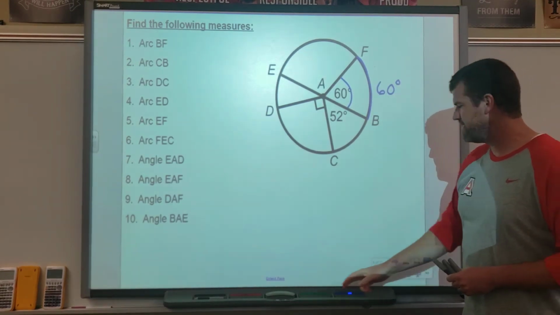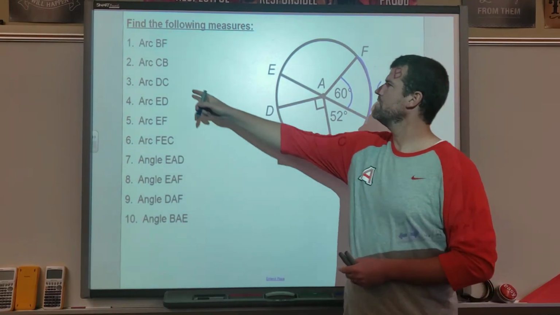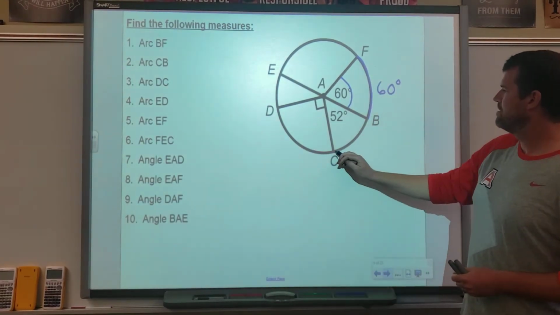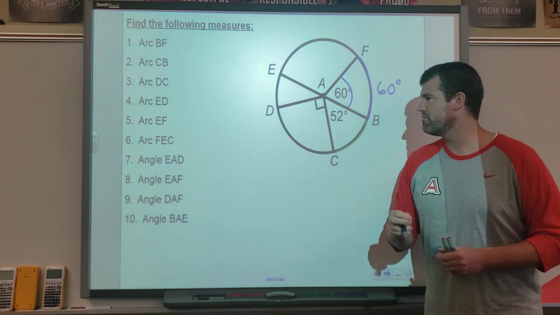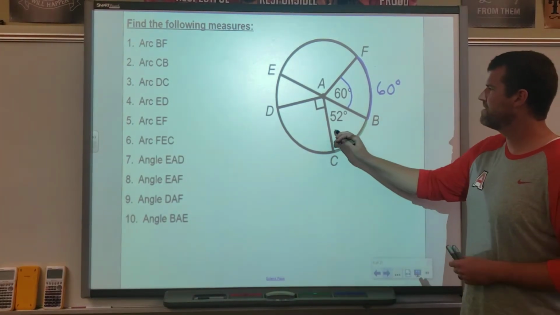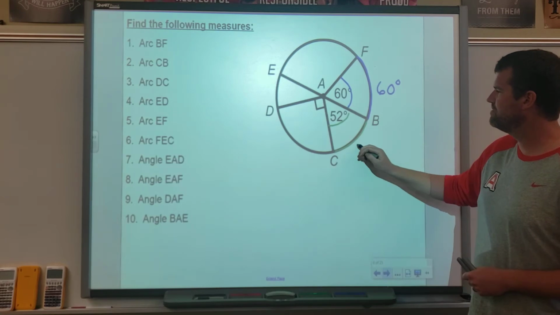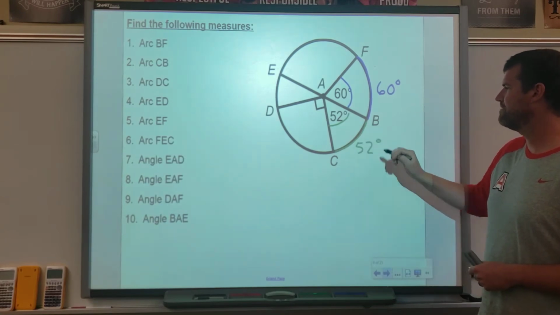Okay, arc CB. I know I'm going the shortest way between the two because it's only 2 letters, right? So it's going to be a minor arc. Well, here's another easy one. That angle is 52, which means the arc is 52 degrees.